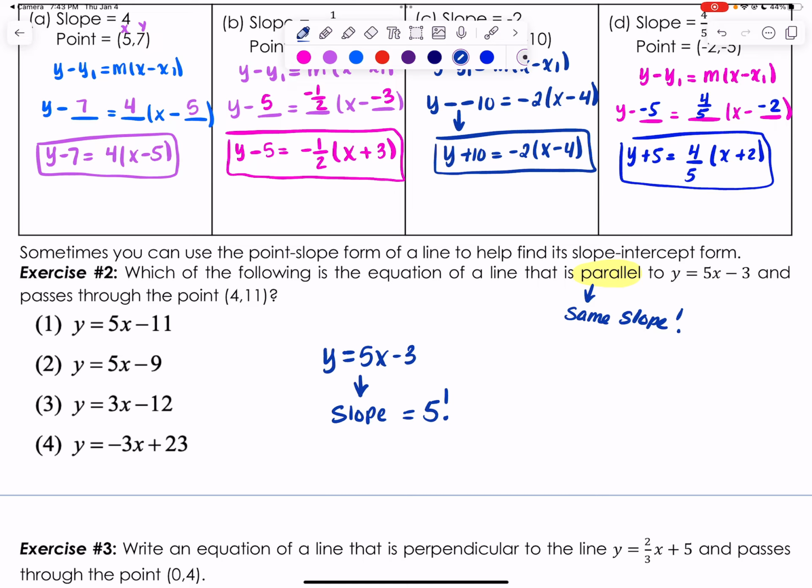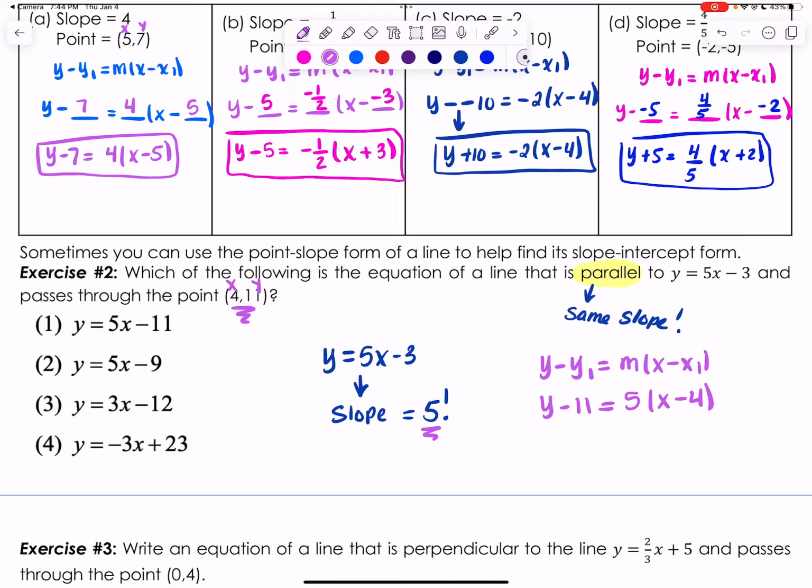So now all I do is I just go into my point slope form. So y minus y1 equals m times x minus x1. And if you look, we know our slope and we know a point they give us. And now we can just plug it in. So we have an x value of 4 and a y value of 11. Our slope is 5.